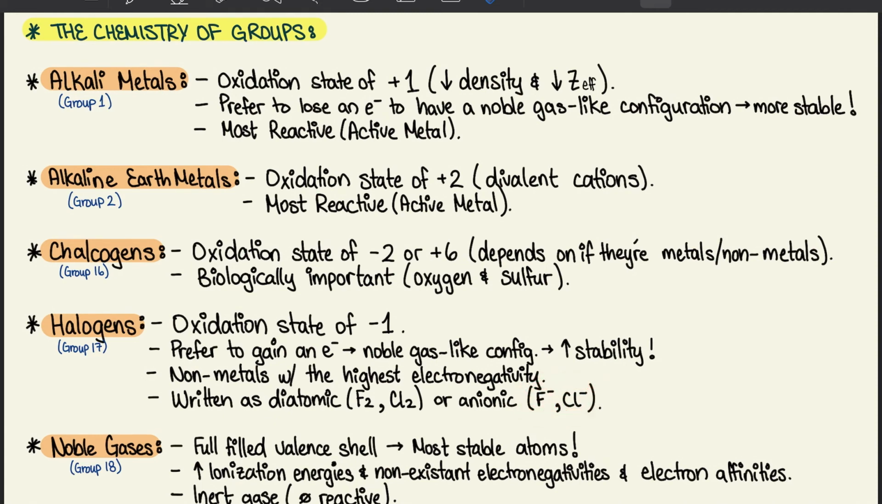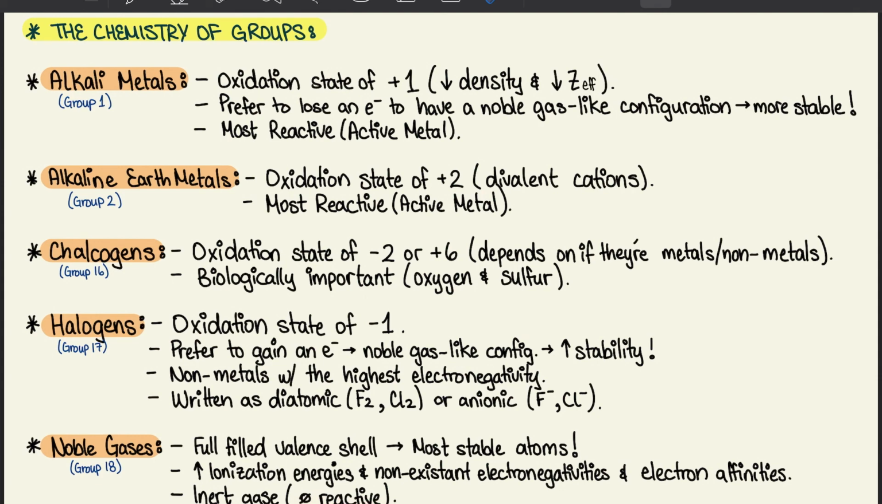Next up, we have noble gases, which is group 18. It's the last group, and it has a full valence shell. So these are the most stable atoms you can find on the periodic table. They have high ionization energies and non-existent electronegativities and electron affinities. These are inert gases, so they're not reactive, and they have a low boiling point, and they're usually gases at room temperature.